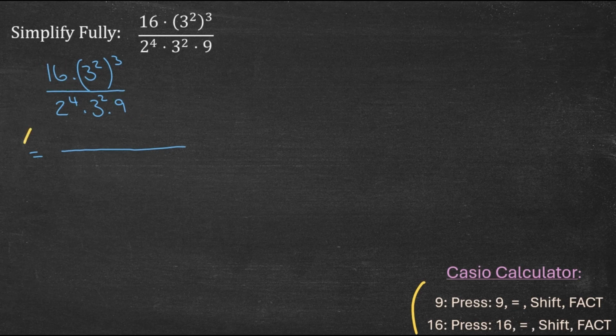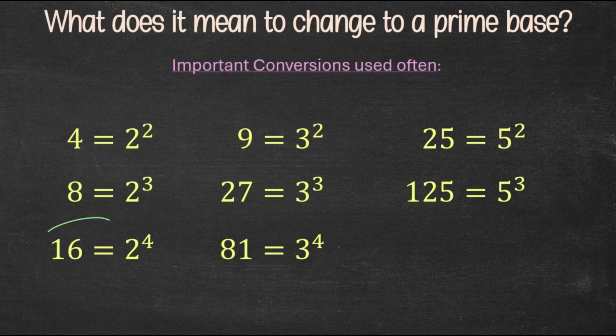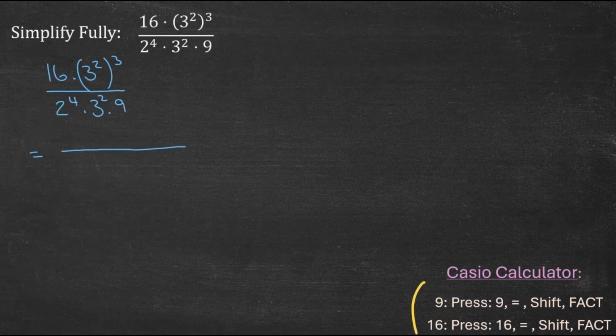Let's start with the numerator. Now, if you can recall earlier in this video, I showed you a list of important conversions, and 16 was one of them. We said that 16 can be rewritten as 2 to the power of 4. So if you know this, you can most certainly write it down. So I'm going to write 2 to the power of 4. If you can't remember, let me show you how to work it out.